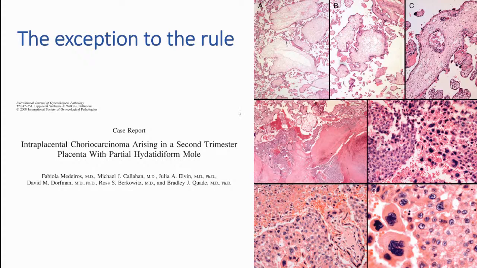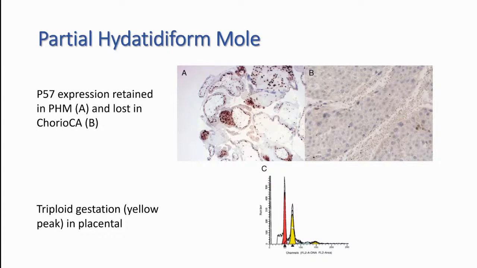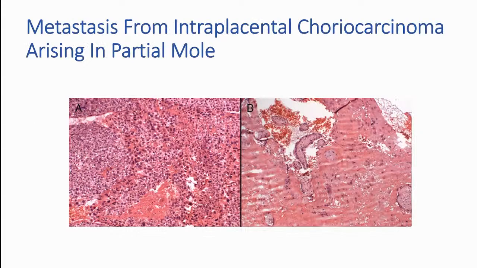Here's the P16 expressed in all the villus cytotrophoblasts and villus stromal cells. Note P57 was not expressed in the intraplacental choriocarcinoma, and it was a triploid genome. So it truly was a partial mole. It wasn't a funny-looking complete mole. This was what happened subsequently. She had metastatic choriocarcinoma in one place and persistent mole, the sclerotic villi, in the uterus when it was subsequently removed.